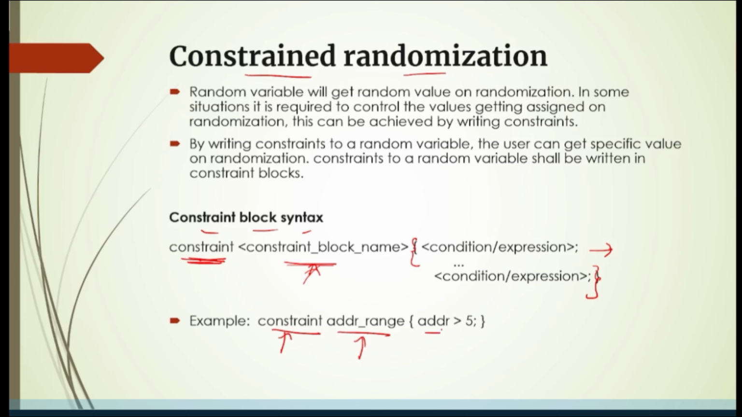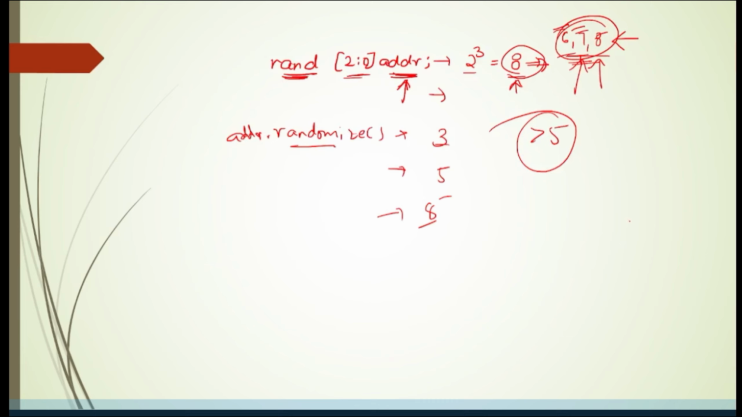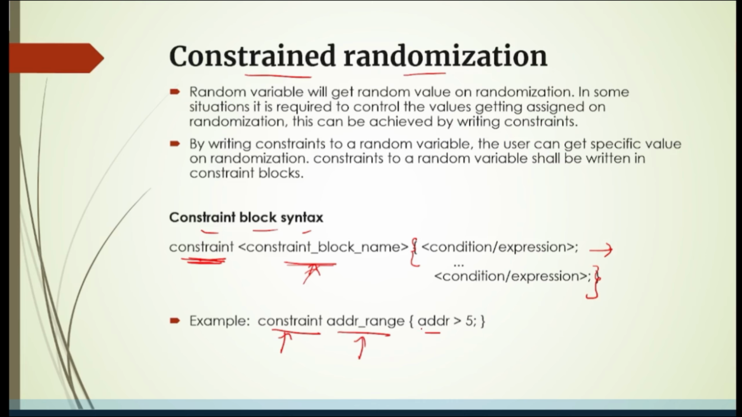Okay, and then for example, I'm taking the previous example, just like we have talked. I'm taking the address. Within this address, I'm writing it as within the curly braces, address greater than 5 semicolon. This is how the syntax should be. Within the curly braces, you can write any number of conditions you like, and then you should put the semicolon as an end, and then you should close the curly brace.